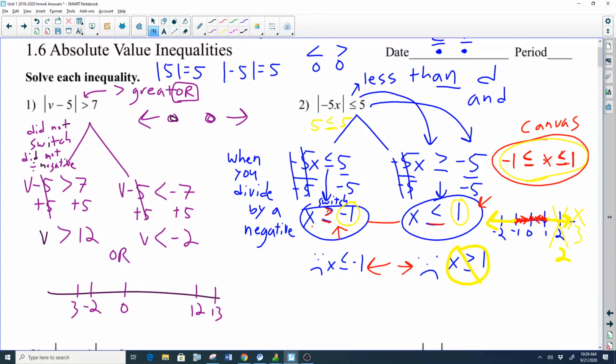So we'll do an open hole at 12, which is right here, and an open hole at -2. Good. Now let's read it. This is all numbers greater than 12 and not equal to, so not including 12. So that would be 13, 14, 15, and so forth. So we're going to go in this direction. And so all numbers greater than 12, like 13, 14, 15, 16, 17, or all numbers less than -2.